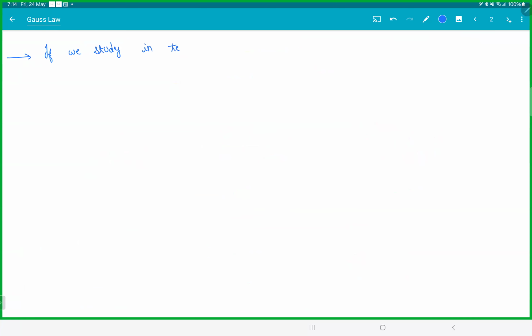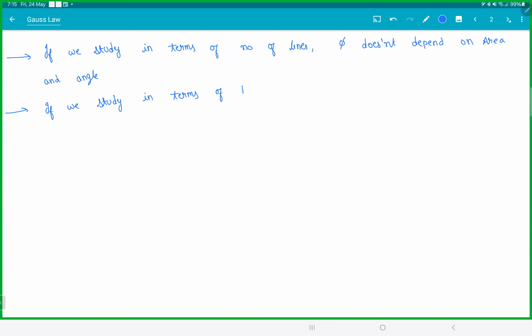If we study in terms of number of lines, it doesn't depend on area and angle. If we study in terms of field, flux depends.